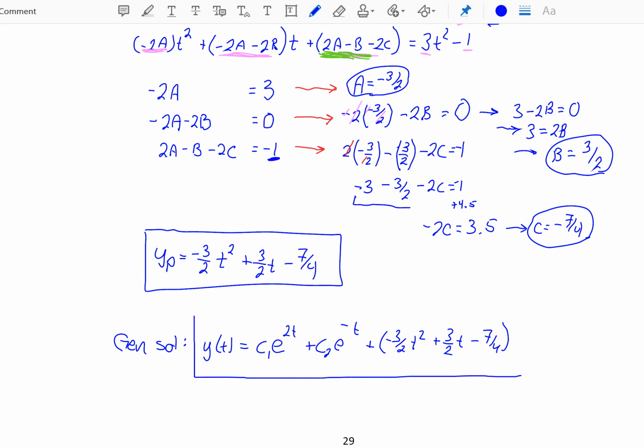Now, if this were an IVP, now we could go solve for our constants C1 and C2. We always have to do that last.